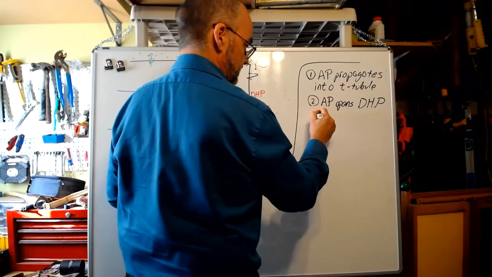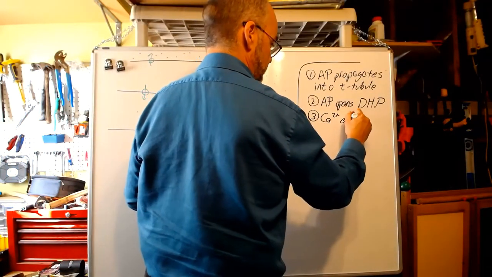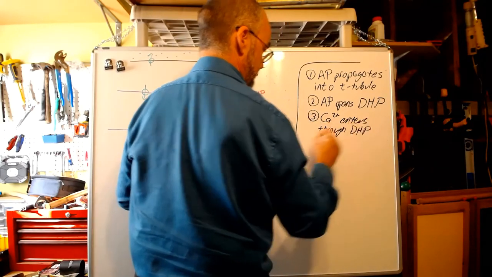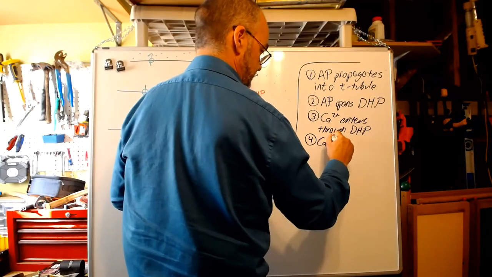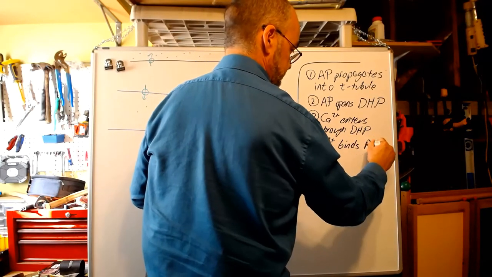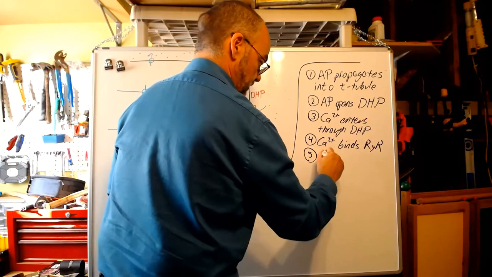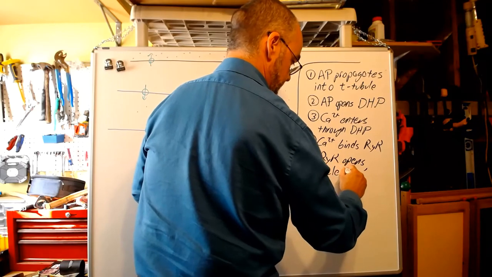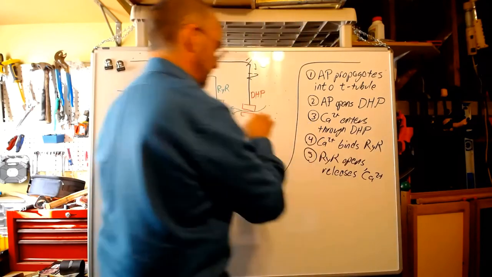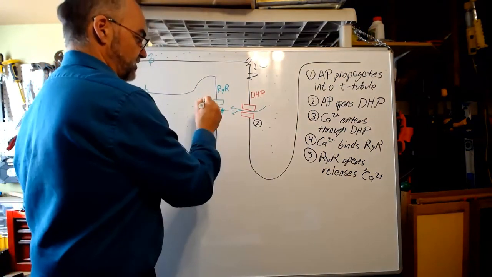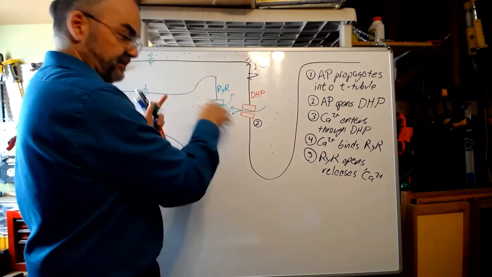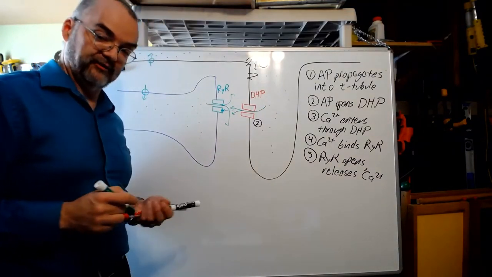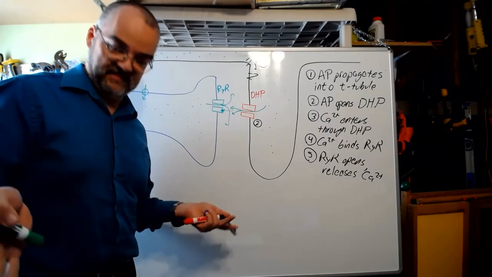So calcium enters through the DHP receptor. Calcium binds to the ryanodine receptor. The ryanodine receptor opens and releases calcium from the terminal cistern. So out comes my calcium, a big flood of calcium from there. That calcium will be a lot of what gets to my myofibrils, binds to the troponin, moves the tropomyosin, etc.